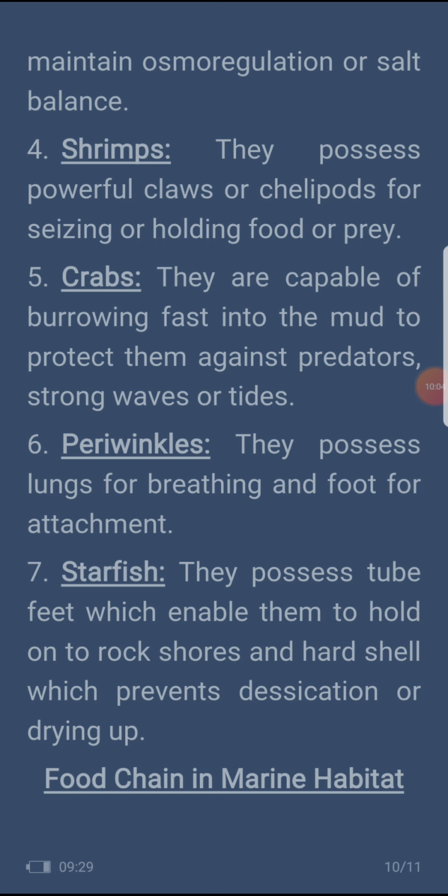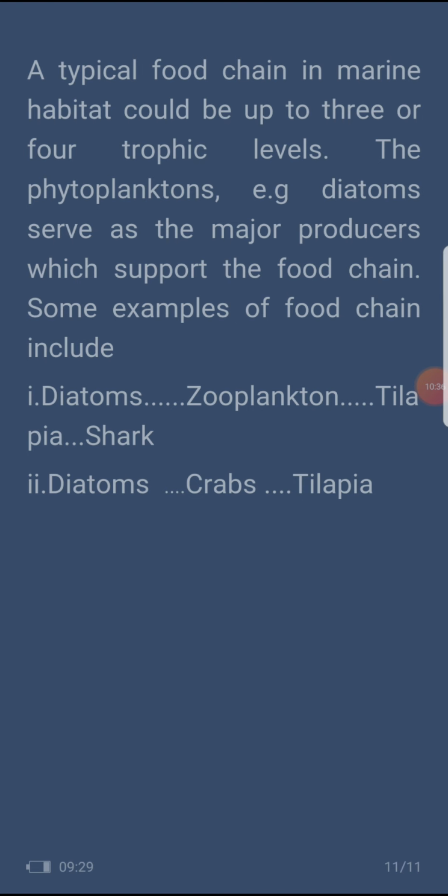We have shrimps, crabs, periwinkles, and starfish. Have you seen shrimps in our labs before? Crabs are capable of burrowing fast into the mud. If you've been to a beach before, you see all these things. Periwinkles possess lungs for breathing and a foot for attachment. Starfish possess feet which enable them to hold on to rock shores, and shells which prevent desiccation or drying up.